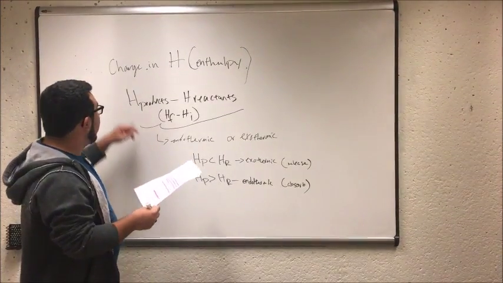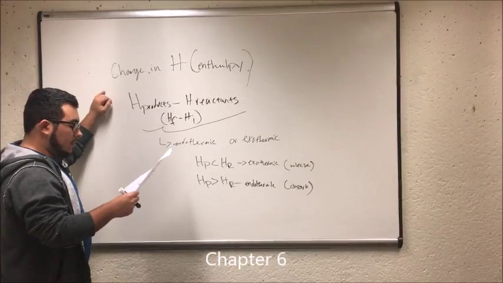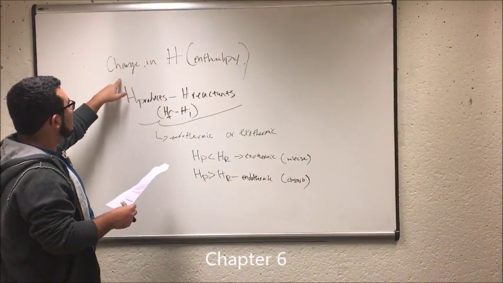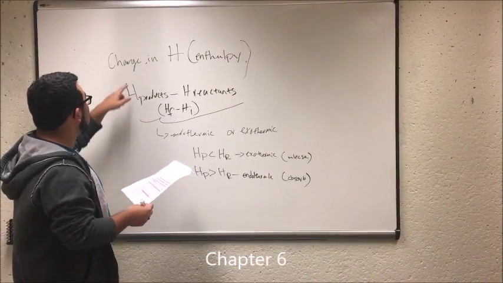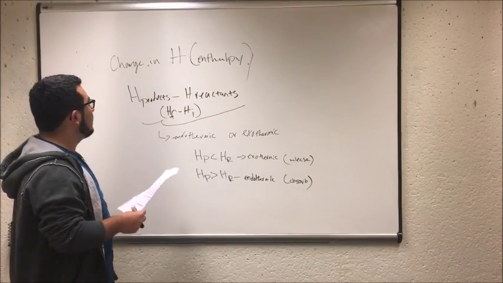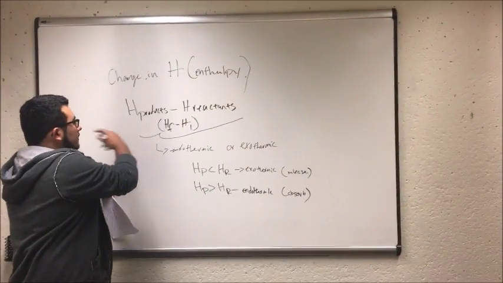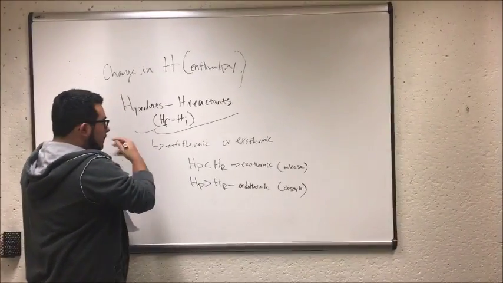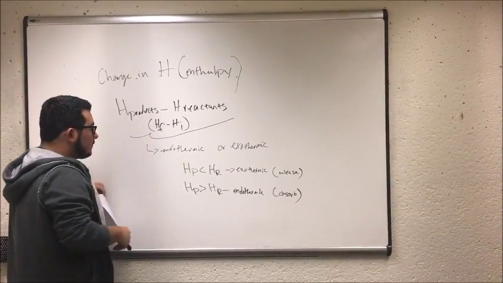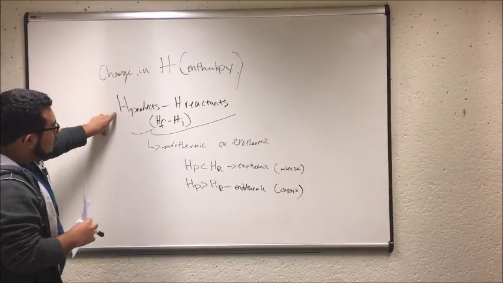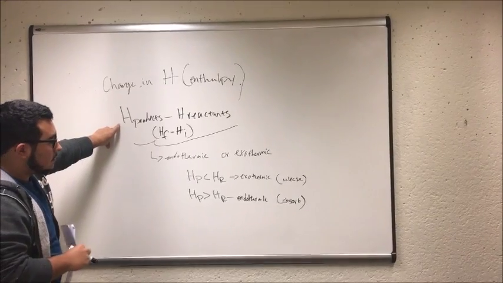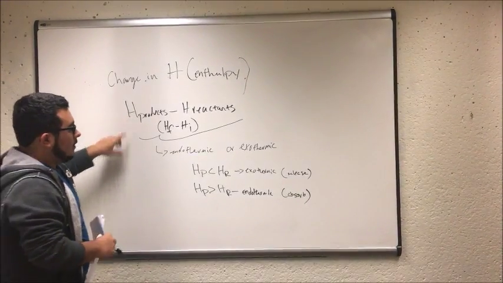Okay, so right now I'm doing chapter 6.2, which discusses enthalpy, and what I'm really focusing on is the change in H, which is the change in enthalpy. The equation for that is the products minus the reactants, which is H final minus H initial. What this can tell you is whether the process is either exothermic or endothermic.